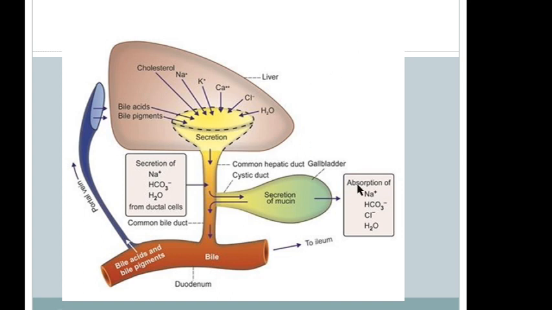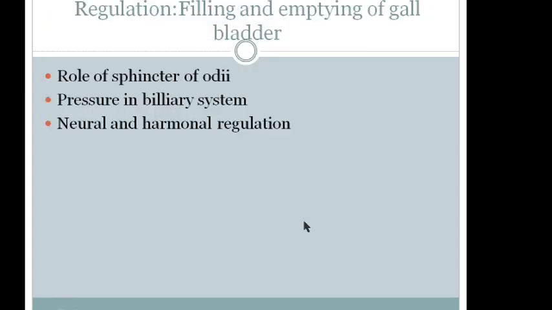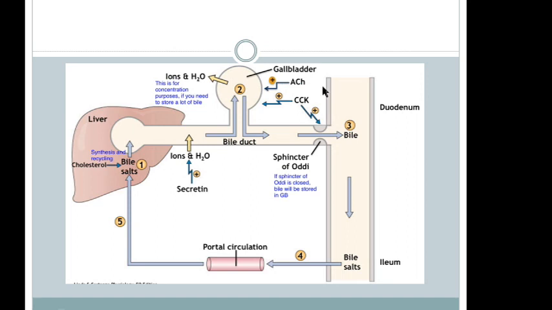Here in this diagram you can appreciate there is absorption of sodium, bicarbonate, chloride and H2O, but not potassium and calcium. Okay, so the bile in the gallbladder is more concentrated, where the bile salts, bile pigment and cholesterol are not absorbed in the gallbladder mucosa.